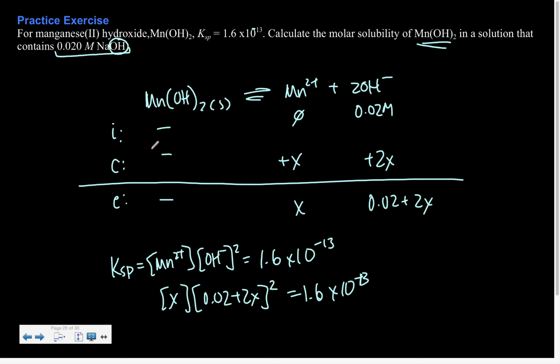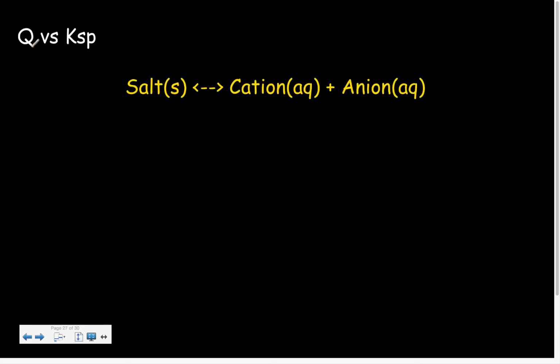All right, next up, Q versus KSP, where Q is an instantaneous picture of where a reaction is, and then I can compare my Q versus my K to decide what direction a reaction is going to move in order to reach equilibrium. When we're talking about KSP, specifically it is a salt dissociating into its respective ions. So if I was going to write the K for this, let's go ahead and use this example.